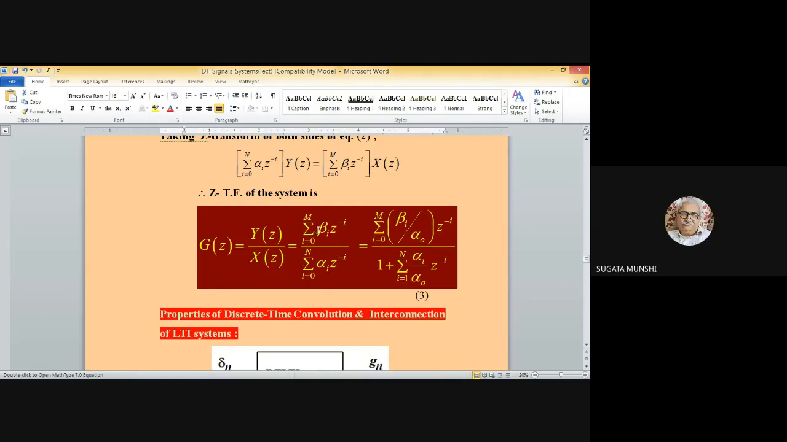Now if you divide the numerator and denominator by alpha 0, what will happen? In the numerator you will get alpha 0 here. In the denominator you had the term alpha 0. So the division of alpha 0 by alpha 0 will result in 1 plus summation over I equal to 1 to n alpha I by alpha 0 z to the power minus I. All right, or should I explain once more? No, sir, it's clear.